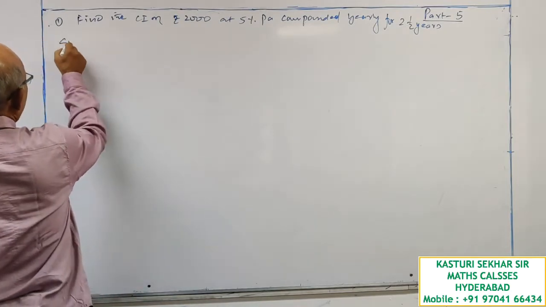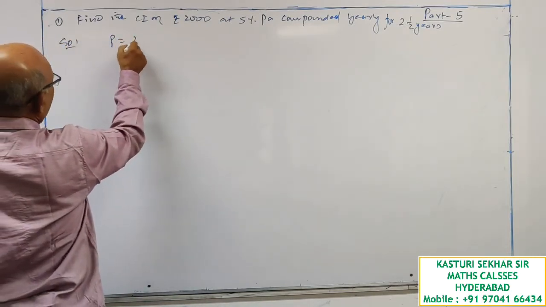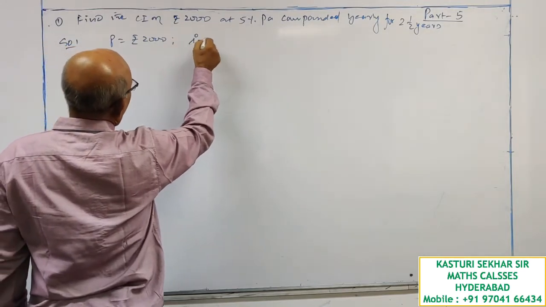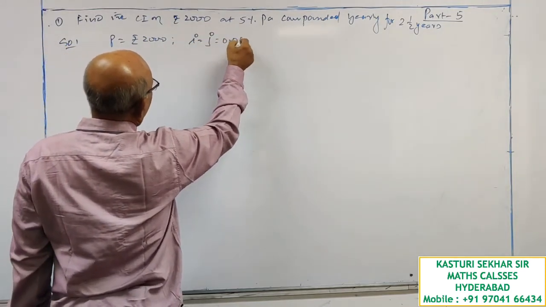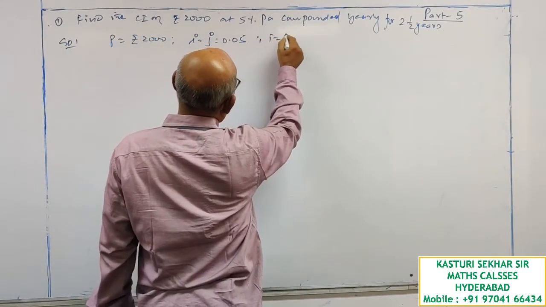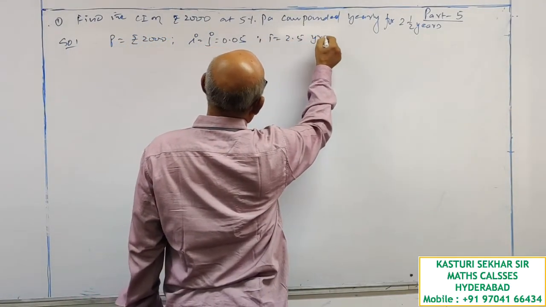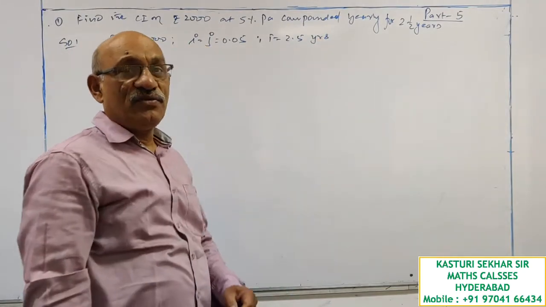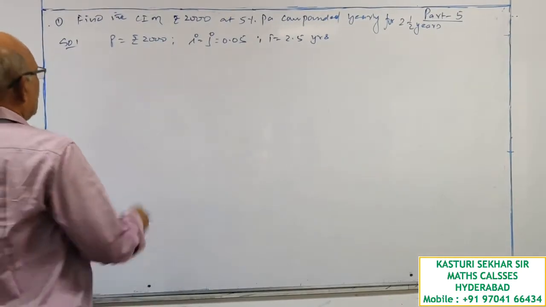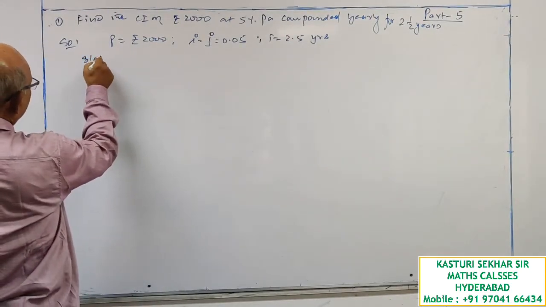Now look at the solution for this. Principal is equal to rupees 2000. I is equal to J is equal to 0.05. Conversions are not there. Time is equal to 2.5 years. Here time is not a whole number. Then how can we calculate? Now step number 1.